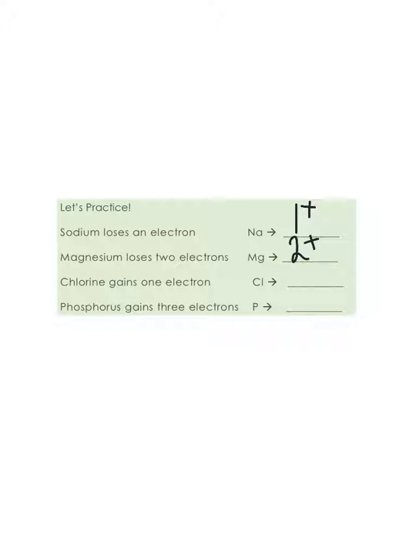Chlorine gains 1 electron. Now we're flipping the coin. We're gaining an electron, so now our electrons are outnumbering our protons. So we have more negatives. So we are a 1 minus.